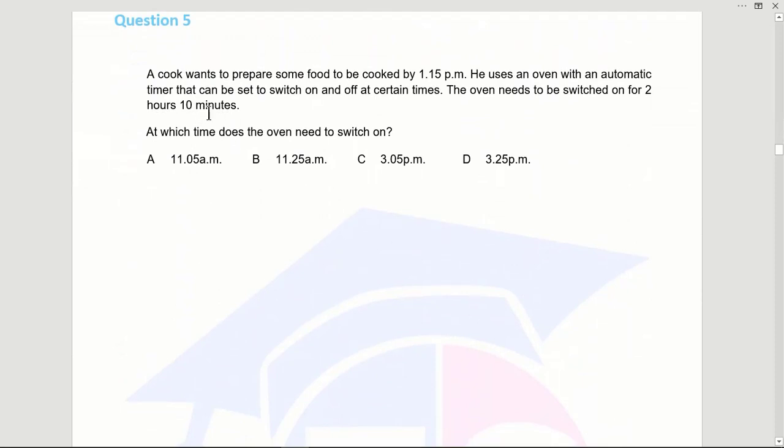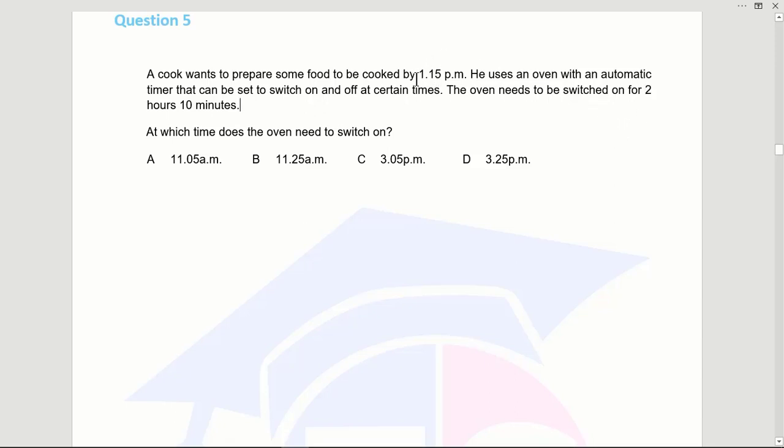A cook wants to prepare some food to be cooked by 1:15 p.m. He uses an oven with an automatic timer that can be set to switch on and off at certain times. The oven needs to be switched on for 2 hours and 10 minutes. At which time does the oven need to be switched on? Now you have to keep this in your mind. For example, if you want to cook that one, you need how many hours? 2 hours and 10 minutes.